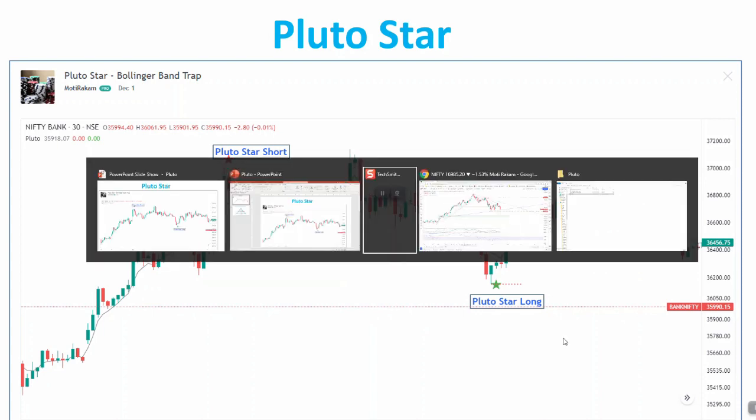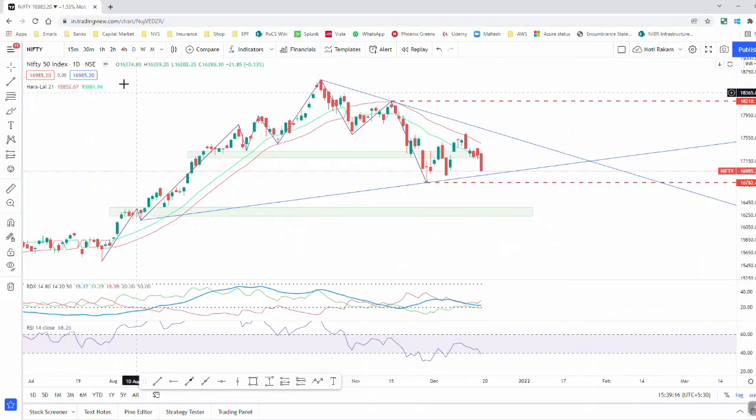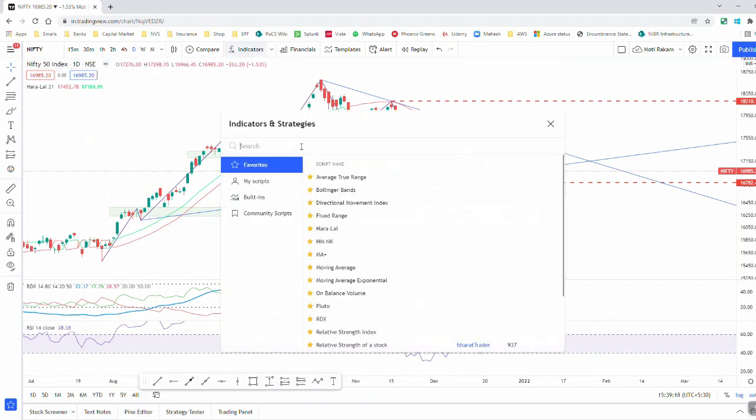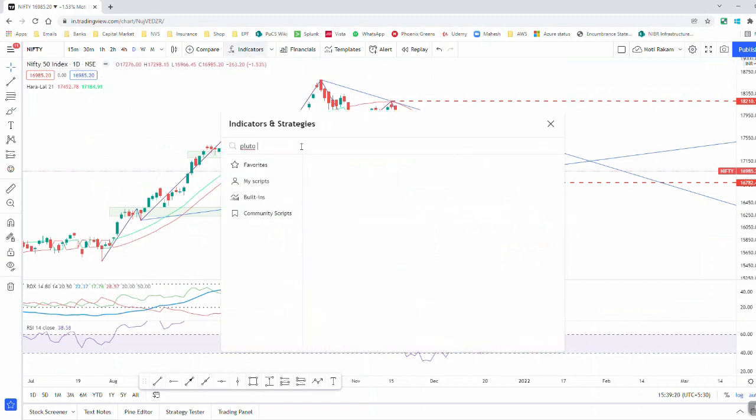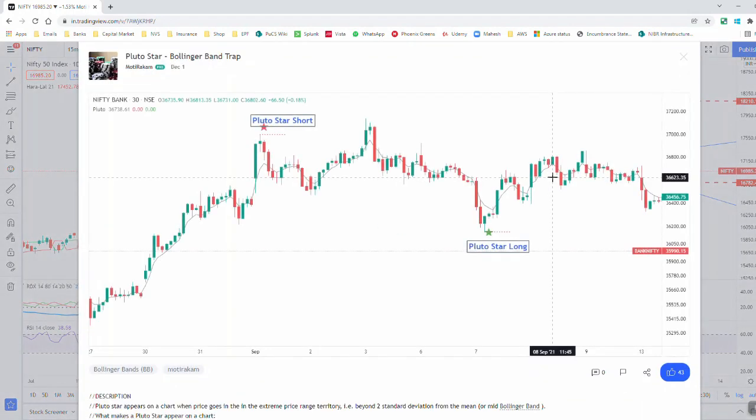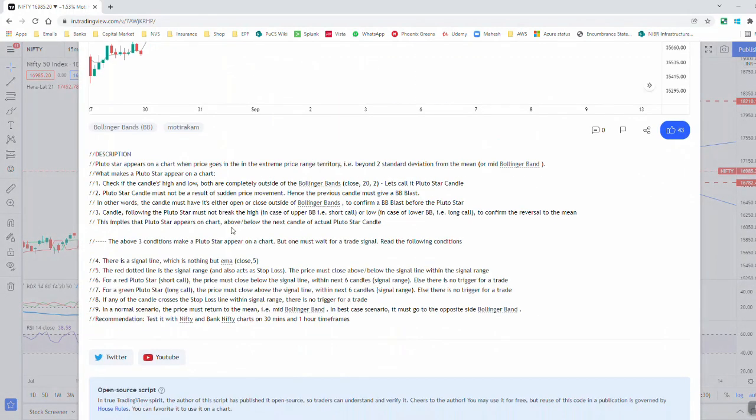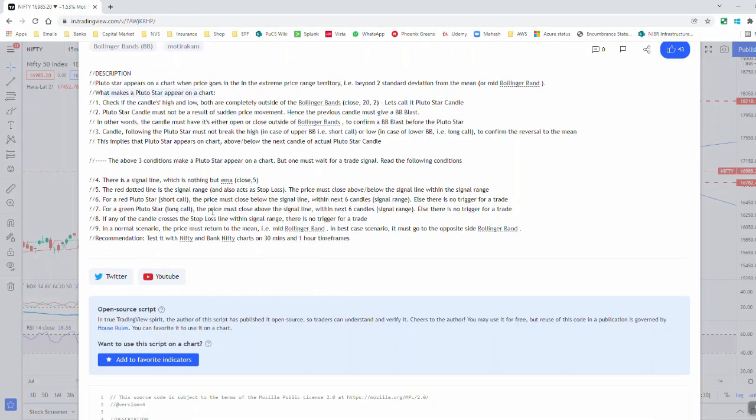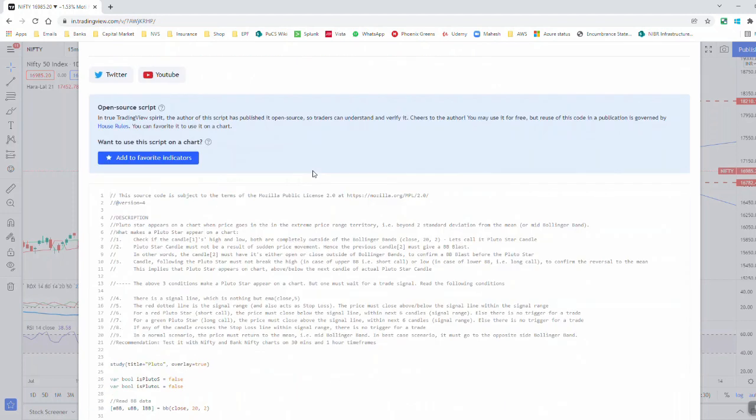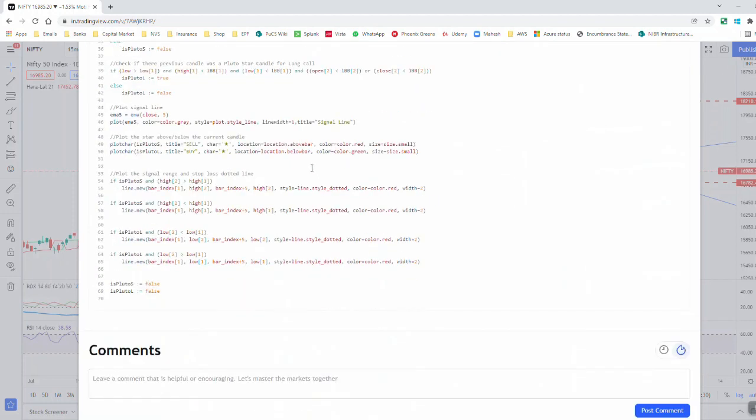So let's go to TradingView. If I go to indicators, type here Pluto Star Bollinger Band Trap from Moti Rakam, and if you click here, before I apply, just click read more. You can see all the details here. Description, what is this, what are the rules, what makes a Pluto Star appear on a chart, and then what is a tradable signal. It is based on Bollinger Bands and all this.